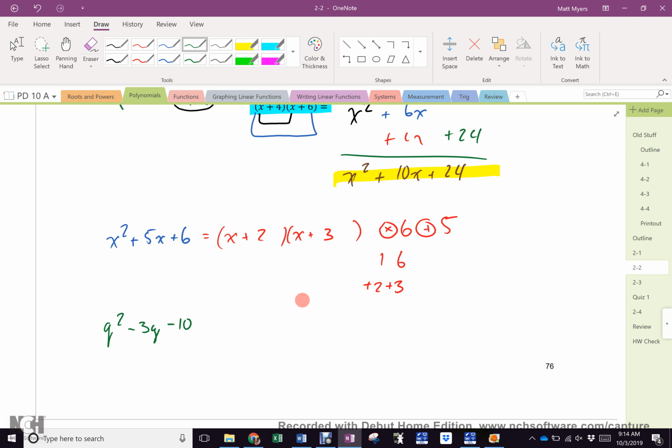Okay, so knowing what you know now, what must I multiply to? Negative 10. What must I add to? Negative 3. Is it 1 and 10? No. Is it 2 and 5? Yes. How? Negative 2 times 5? No. Well, negative 5. Negative 5. 2 minus 5 gets me negative 3. So my answer is q plus 2 and q minus 5.